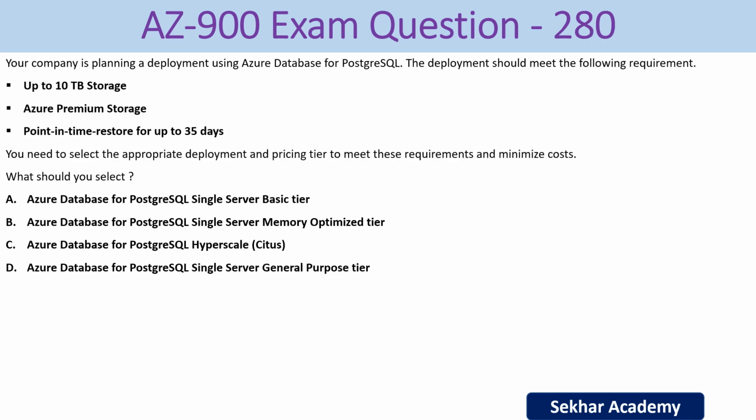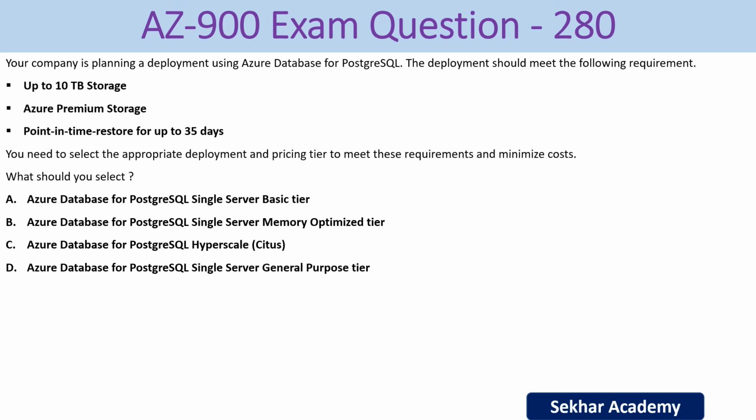Question number 280. Your company is planning a deployment using Azure Database for PostgreSQL, and the deployment should meet the following requirements: up to 10 GB storage, Azure premium storage, point-in-time restores for up to 35 days. You need to select the appropriate deployment and pricing tier to meet these requirements and minimize cost.